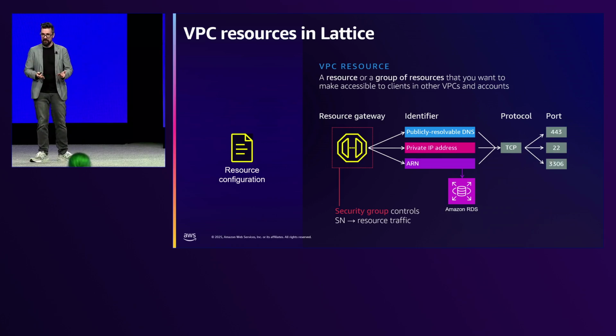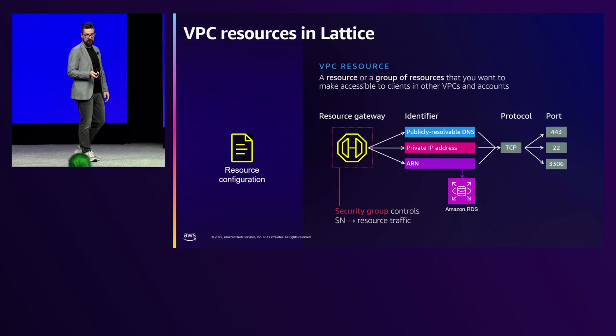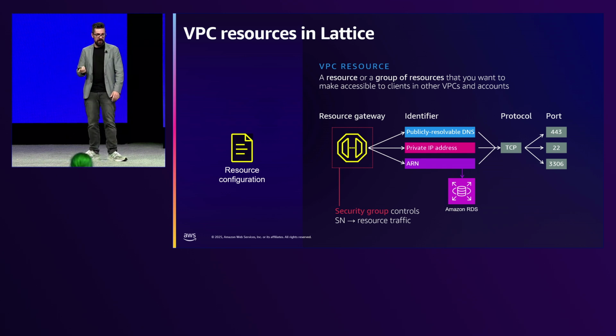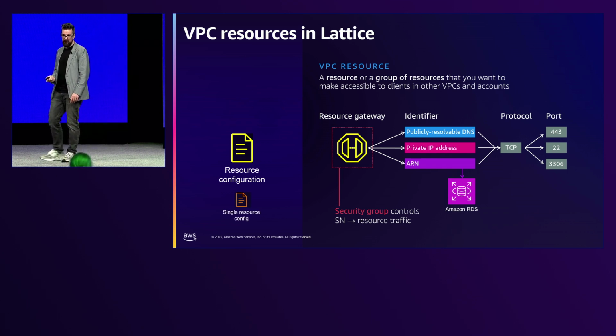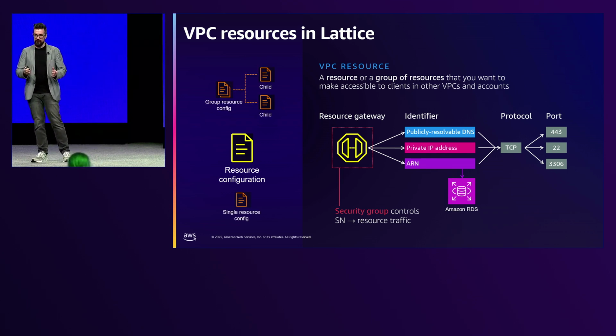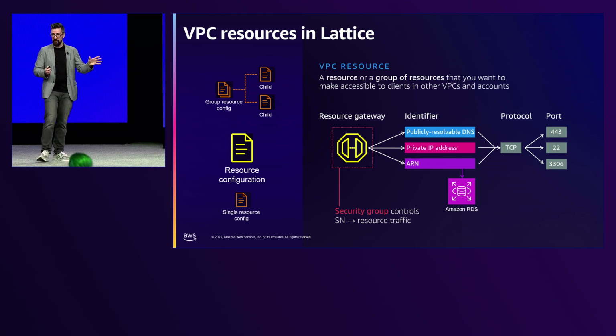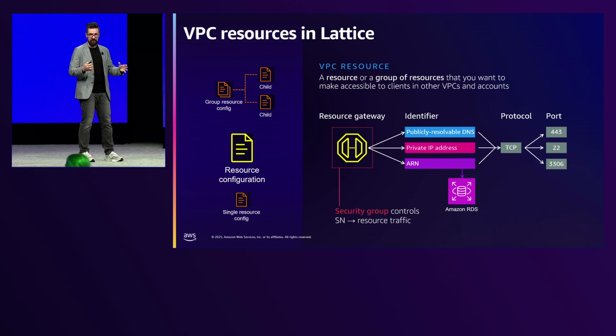We can specify any of these ports here accessible via TCP. Now we can also define these as either a single configuration or as a group configuration with child resources. And a common example of this would be something like an RDS cluster, where we've got maybe multiple readers and a writer node.